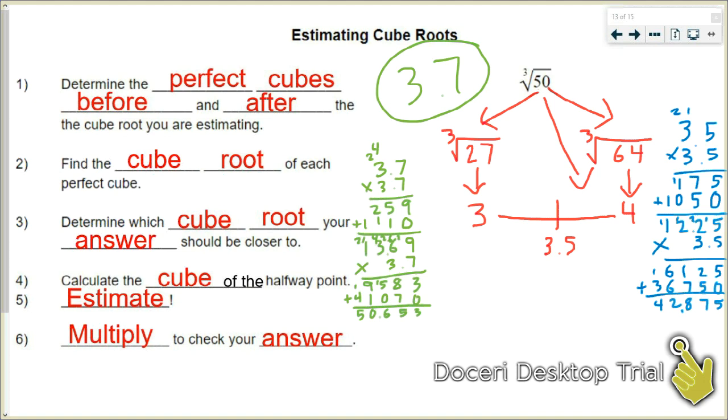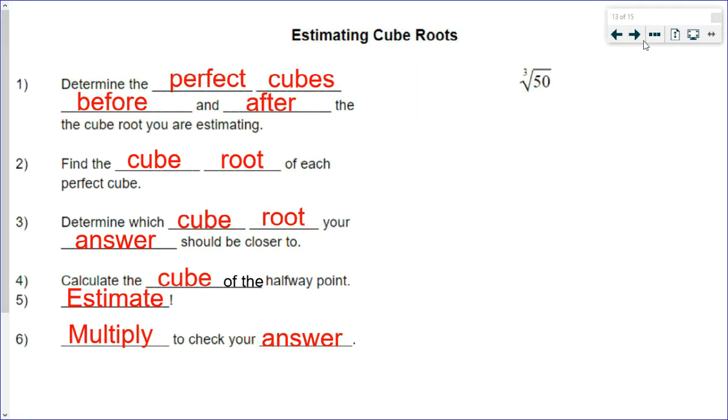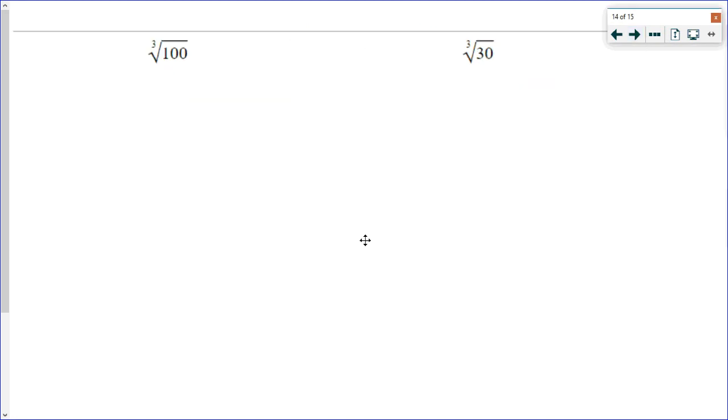So steps are very similar as they were with square roots, but now we're just doing cube roots. And so now we're going to do 1 at the bottom, and then you are going to solve 1 by yourself. So let's go down to the bottom where it says the cube root of 100. So we're going to do the 100, and then you're going to find the cube root of 30 here in a second.